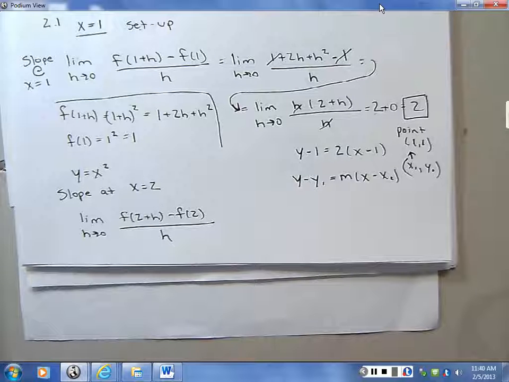Right? So what f of 2 plus h means is, everywhere I have an x, I plug in 2 plus h. So 2 plus h squared would be 4 plus 4h plus h squared, right? Minus f of 2. What is f of 2? F of 2 is 4, over h. Those 4's cancel, you pull out an h, simplify, plug in h goes to 0, and you get your answer. So let's see the algebra.